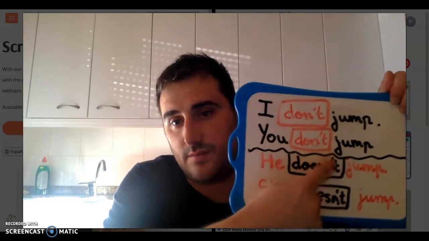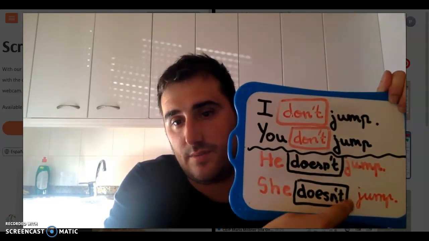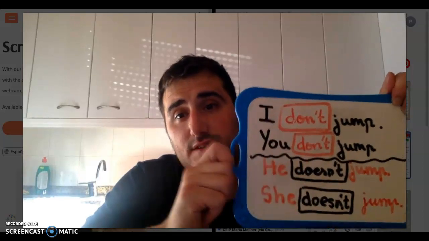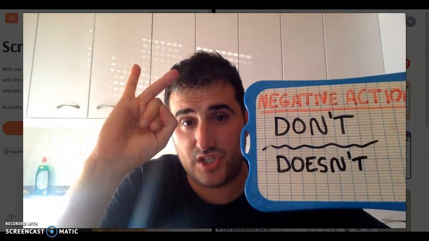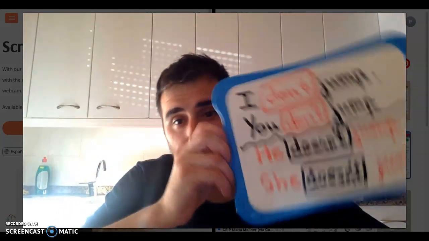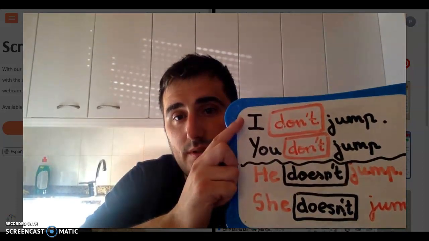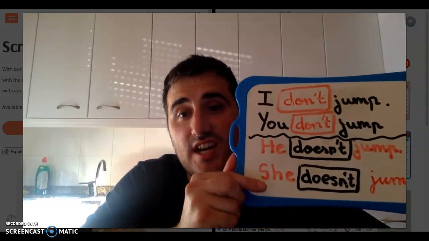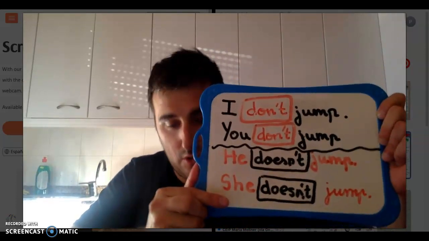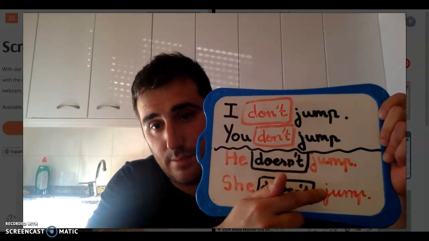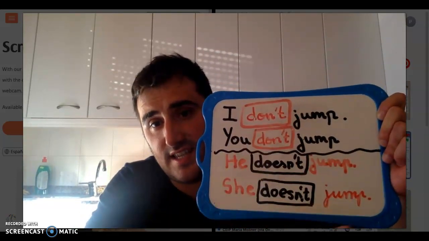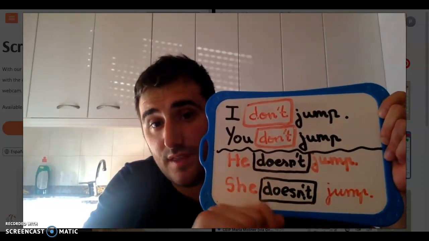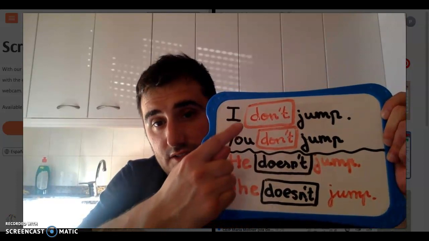Jump, jump, jump, jump. But there is one thing that changes. We don't use don't anymore. We must use doesn't with the subjects he, she, and it. So if you have a look here, we say, I don't jump, you don't jump, he doesn't jump, and she doesn't jump. Okay, so in these cases, in the negatives, the verb jump stays the same with all the subjects. But there is one thing that changes with he and she, and it's don't.